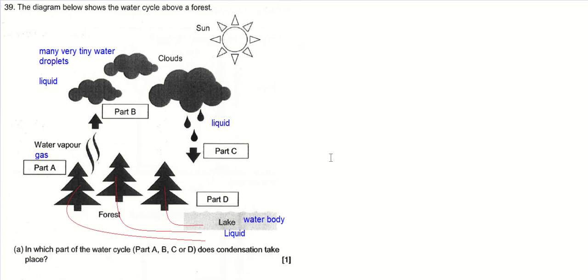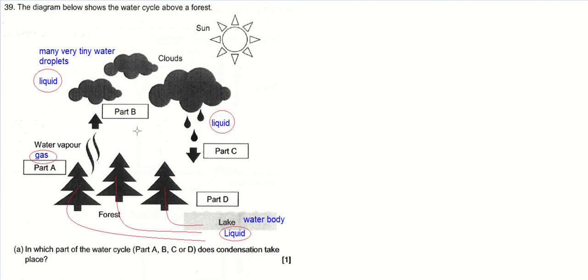So the first thing you need to do when it comes to the water cycle is to identify the states. If I can just be a naggy teacher and explain again: the state in which the water bodies are is liquid. The state of the water vapor is gas. The state of the clouds is liquid. And rain is of course liquid. So you can see that part A is when the liquid becomes gas.